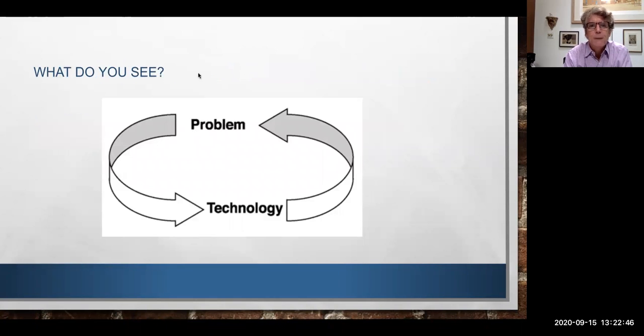This is called a feedback loop. You have a problem, you create a technology to hopefully solve that problem, you deploy that technology. The technology solves 80% of your problem, but it doesn't solve 100%. So you still have 20% left over. You need to start your loop again.